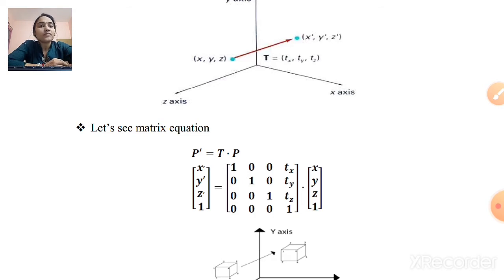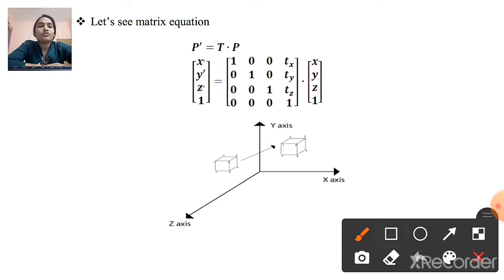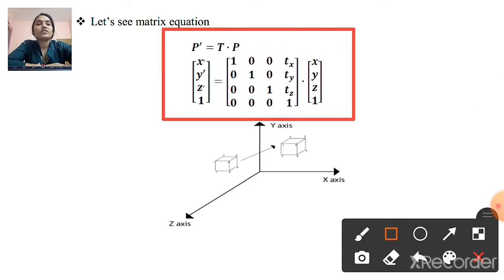Okay, so P dash means x dash, y dash, z dash, 1, equals t into P. P is your x, y, z and 1, and the translation matrix is 1 0 0 tx, 0 1 0 ty, 0 0 1 tz, 0 0 0 1. So P dash equals translation matrix into P. Okay, so this matrix, all of you remember this. This one is important. All the matrix forms, all of you remember it.